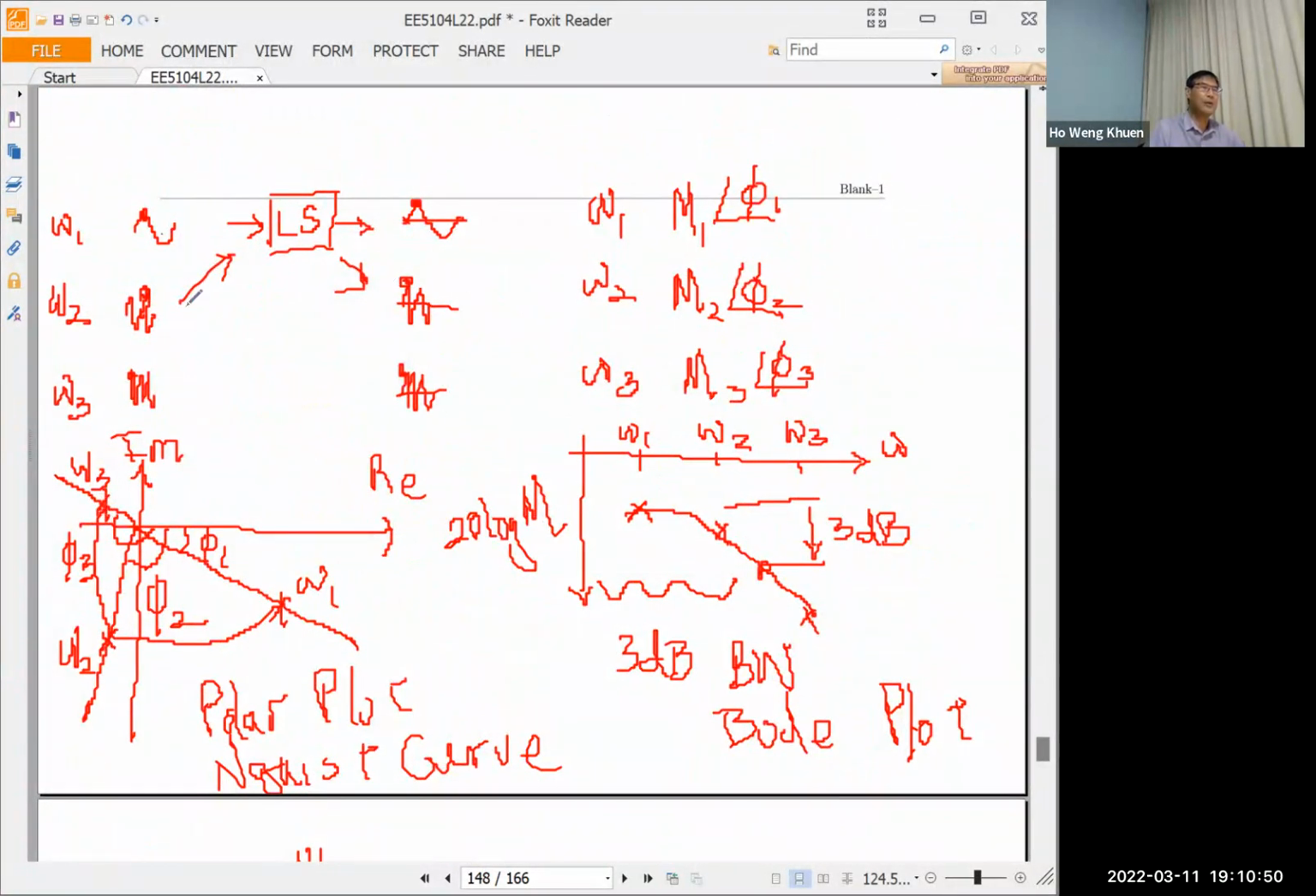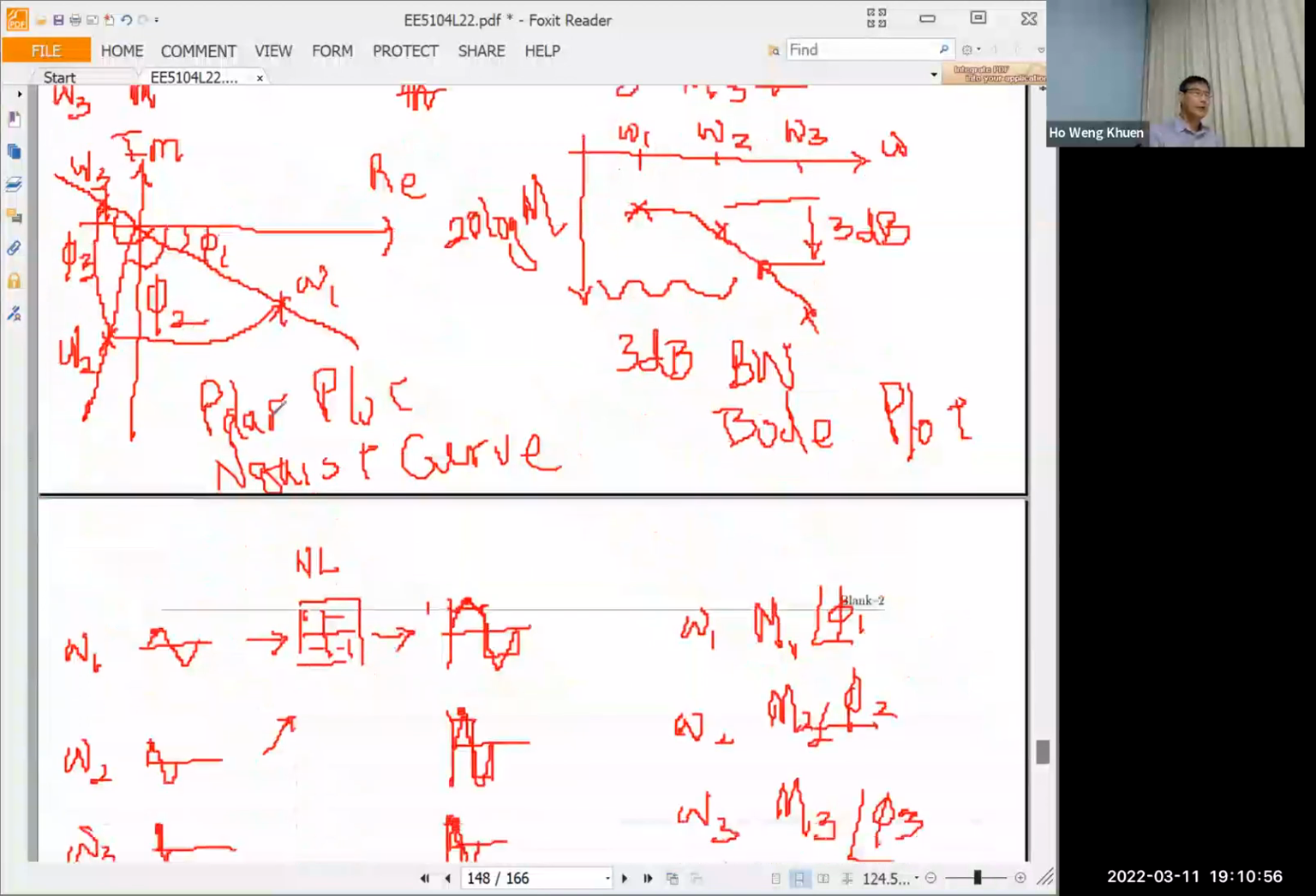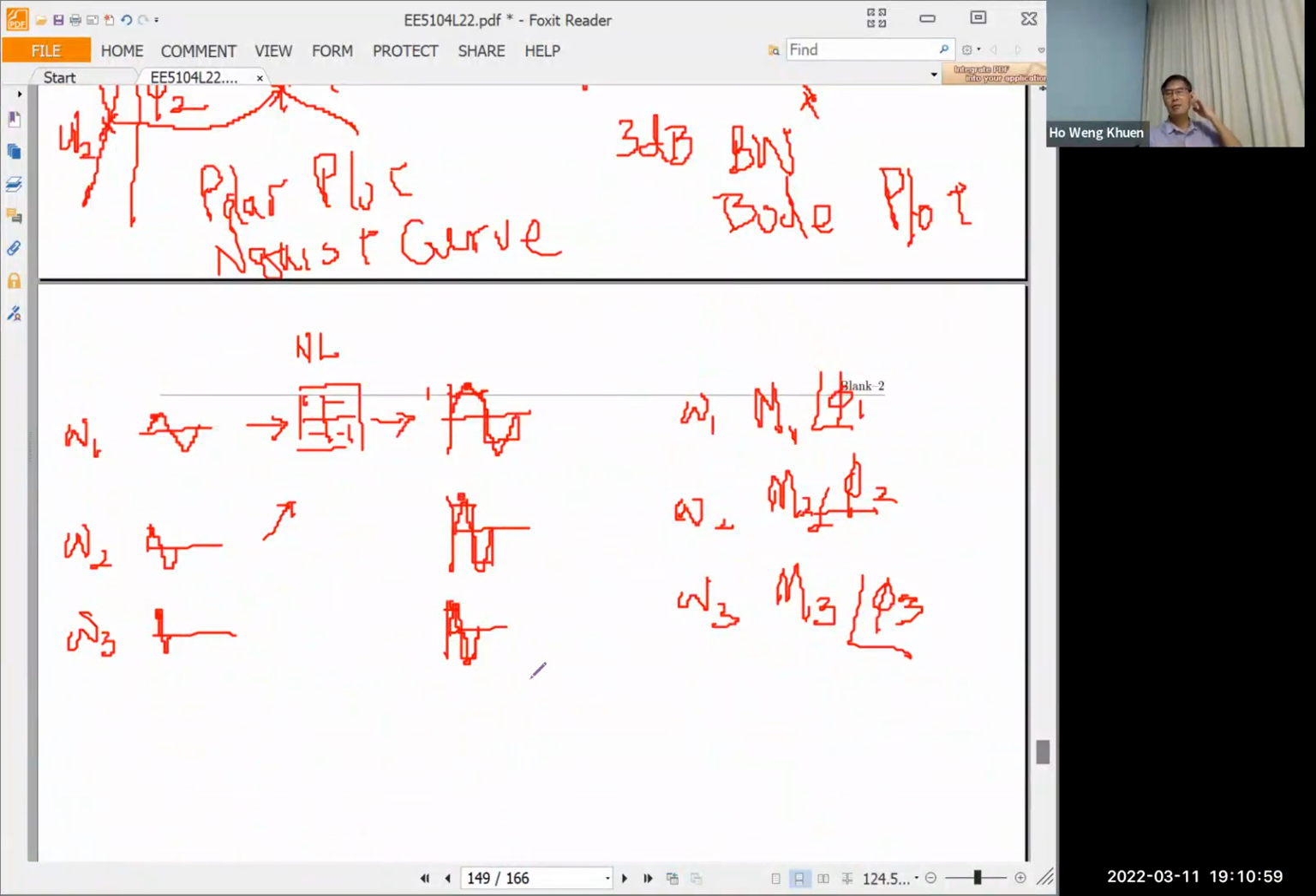For the linear system, when you go to the lab, once you finish this experiment, you can go home already because you can draw the curve and everything is done. For the non-linear experiment, you cannot. How come? Because if you increase the amplitude, let's say this one is A1, this one is A2.